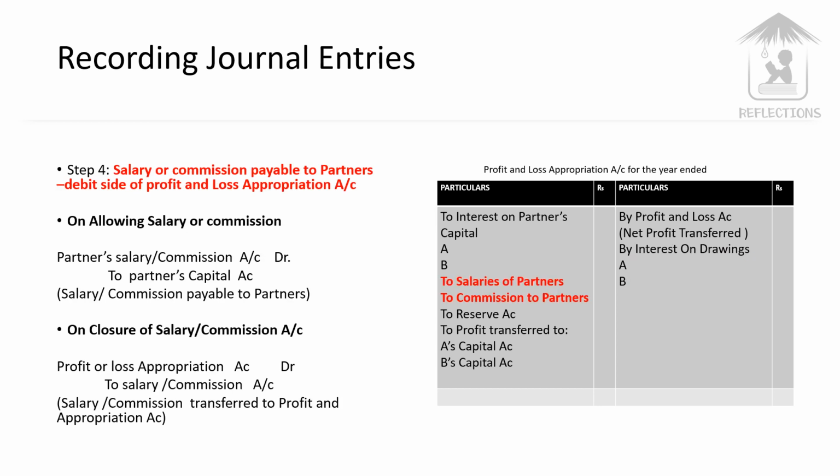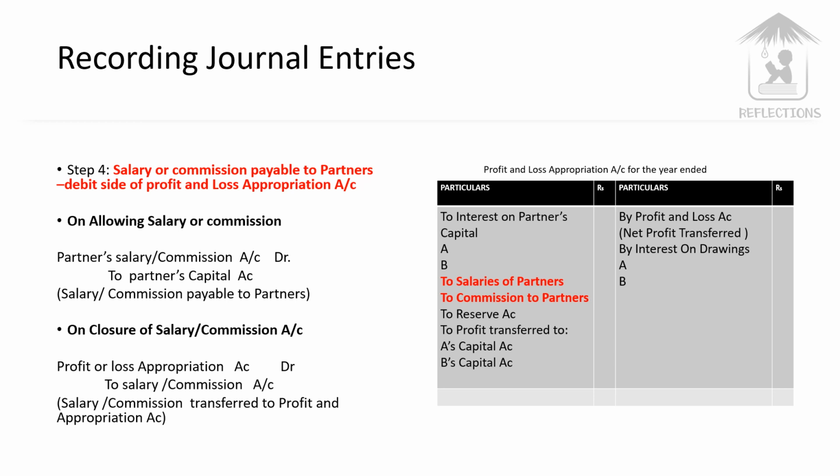When it comes to salary and commission, partners sometimes are eligible for some kind of salary or some kind of commission for the work they've done for the firm. So this is also a part of appropriation. It would not come in charge against profit. So from the point of view of the firm, this is what the firm will have to pay the partners. So it would be in the debit side of the profit and loss appropriation account.